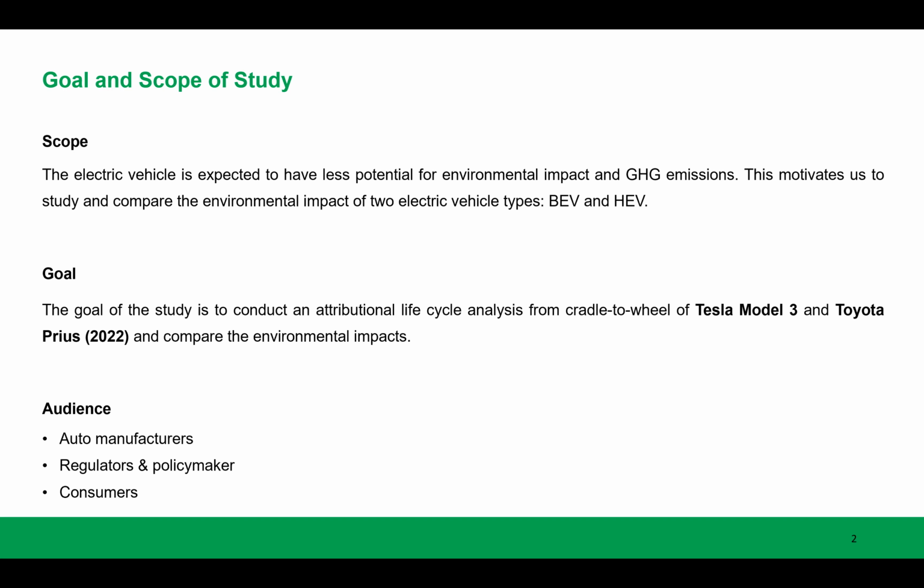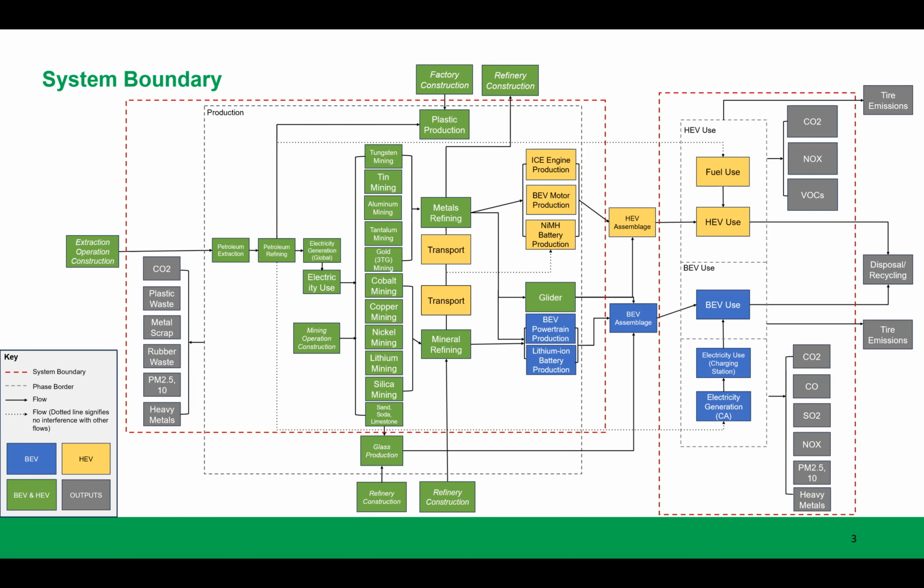The goal of the study is to conduct an attributional life cycle analysis from cradle to wheel of Tesla Model 3 and Toyota Prius 2022 and compare the environmental impacts. The audience of the study are auto manufacturers, regulators, policymakers, and customers. Next section, Sarah will discuss the system boundary of the study.